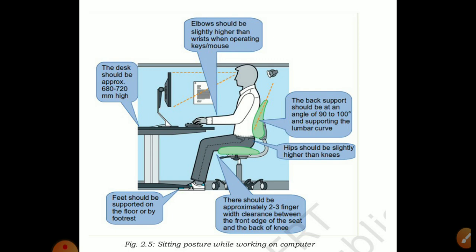The back support should be at an angle of 90 to 100 degrees. Either you should sit with a 90 degree angle, sit straight, or 100 degrees and supporting the lumbar curve. Elbows should be slightly higher than wrists when operating keys or mouse. You know which is your elbow, which is your wrist. So elbows should be slightly higher than your wrist position. So each and everything is given in the form of a figure pointing out the position of your body.